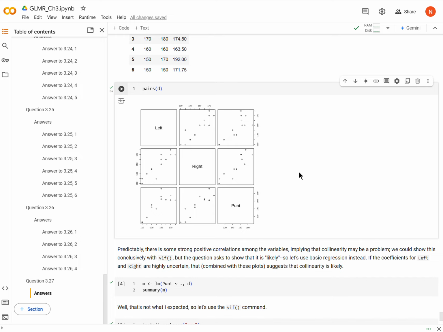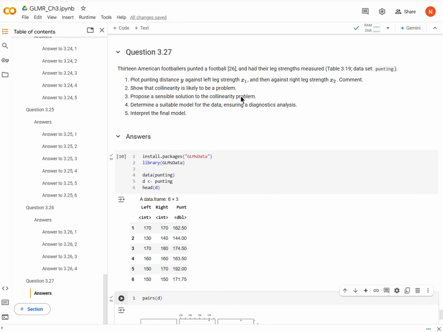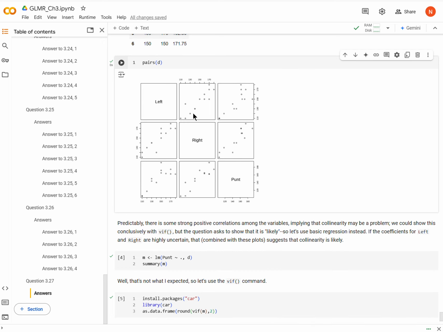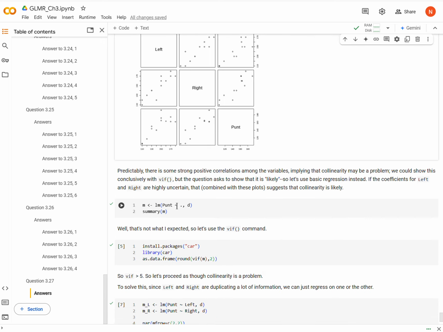In the next part, we need to show that collinearity is likely a problem. There are a few things we can do here. One is to just observe these very strong positive correlations and, with quite a bit of success, predict that collinearity is going to be a problem. The other is to run a regression of punt against both leg strengths, and we might expect then that the estimates are going to be highly uncertain.